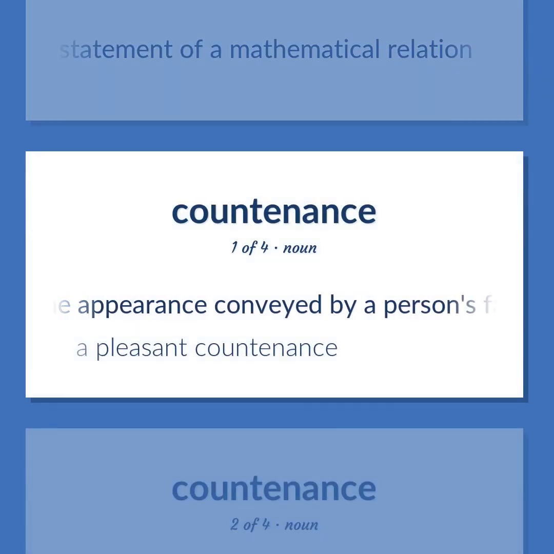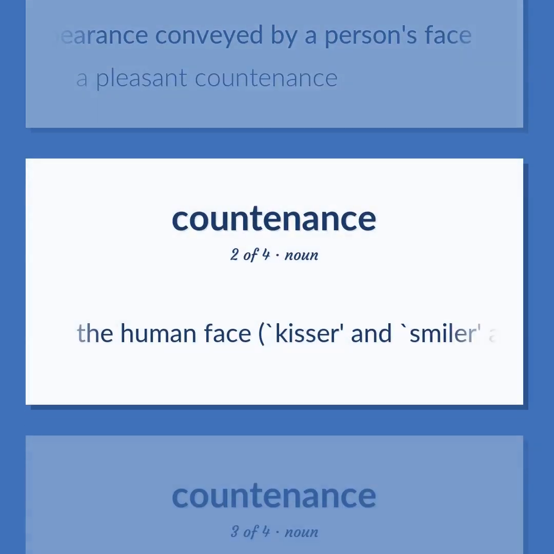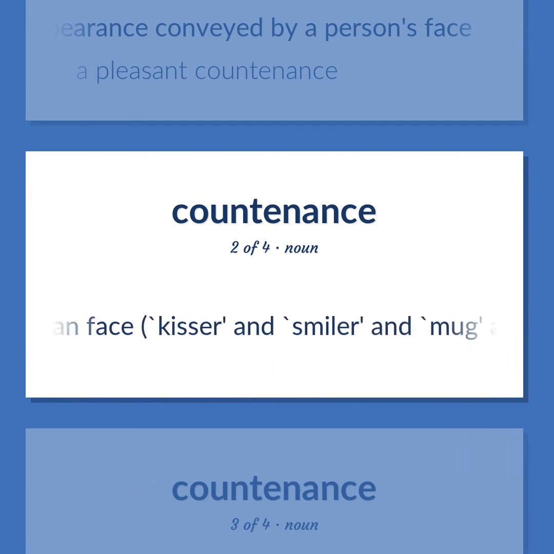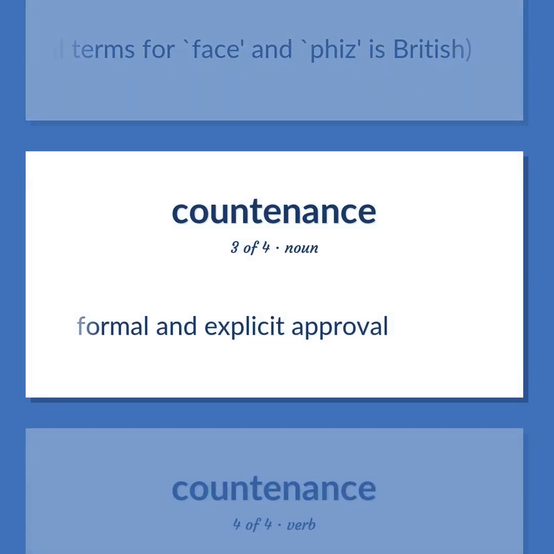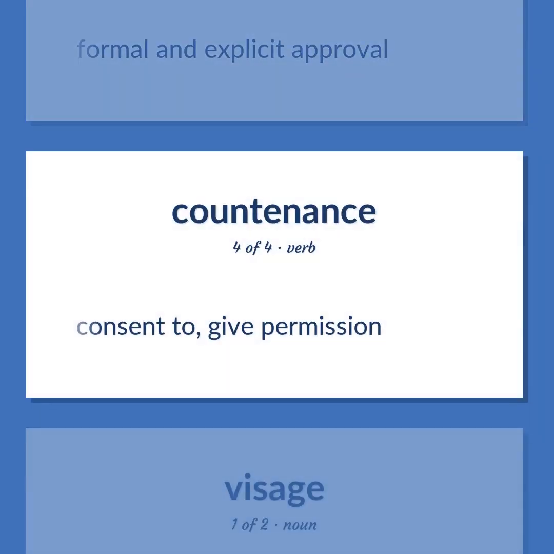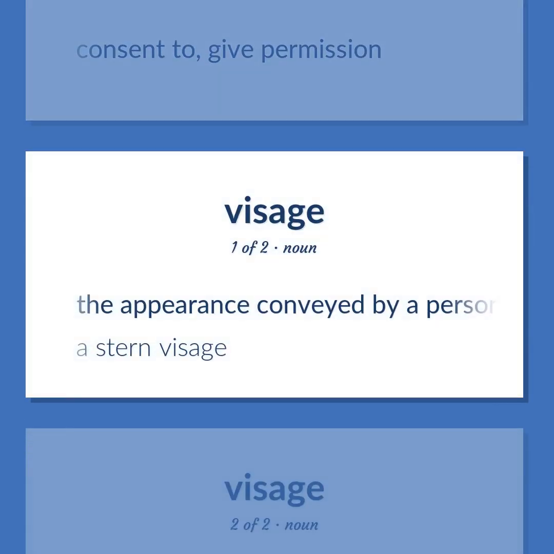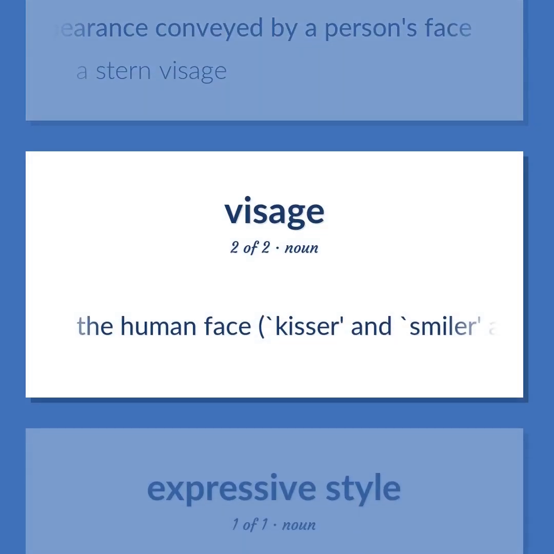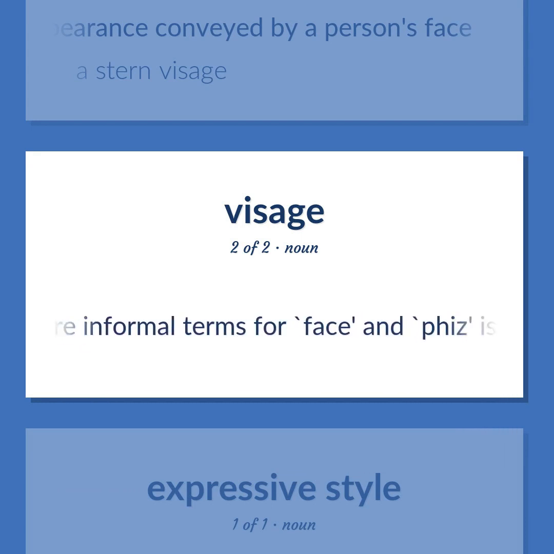Countenance: the appearance conveyed by a person's face. A pleasant countenance. The human face; kisser, smiler, and mug are informal terms for face, and fizz is British. Formal and explicit approval; consent to, give permission. The appearance conveyed by a person's face. A stern visage. The human face; kisser, smiler, and mug are informal terms for face, and fizz is British.